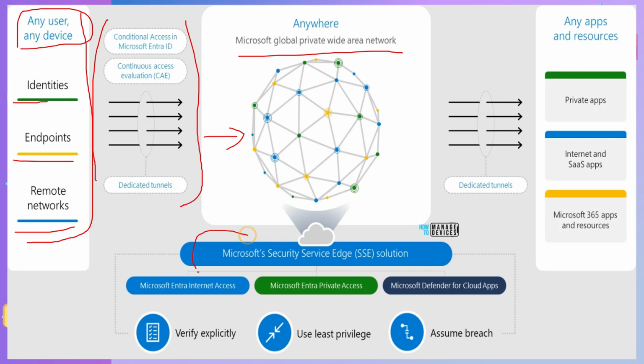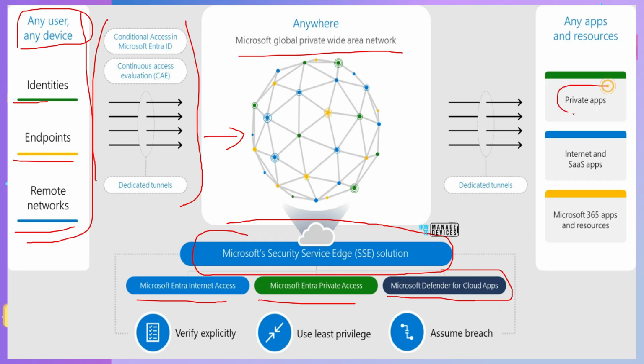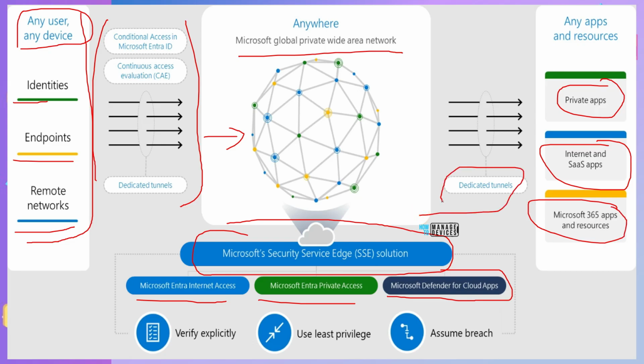That is where the new solutions such as the Microsoft Security Service Edge, SSE, solution come into the picture. The SSE solution has three components: Microsoft Entra Internet Access, Microsoft Entra Private Access, and then Microsoft Defender for Cloud Apps. Then it provides secured access to private apps, internet and SaaS apps, also Microsoft 365 apps and resources through dedicated tunnels. This is a very high-level overview of the different components within this ecosystem.